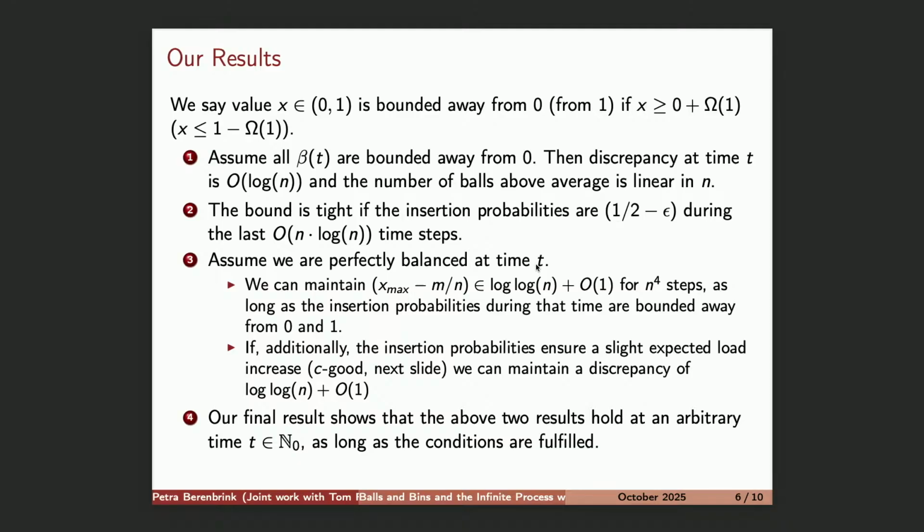So what we then did is we looked at the following. We assumed that at a certain time t, the load is perfectly balanced. And if the load is perfectly balanced, then we showed that for a polynomial number of time steps, we are able to have a maximum load or a discrepancy of log n plus a constant. And this holds as long as the insertion probabilities during that time are bounded away from 0 and 1.